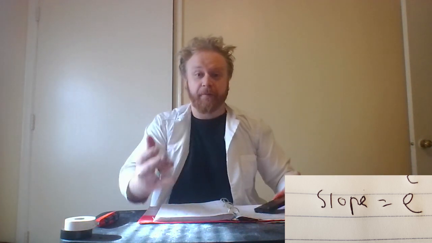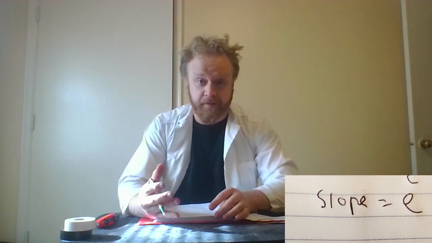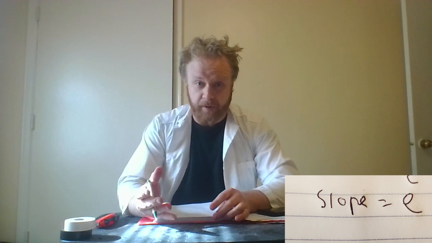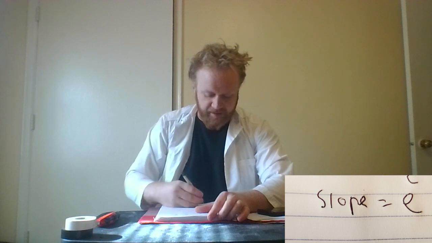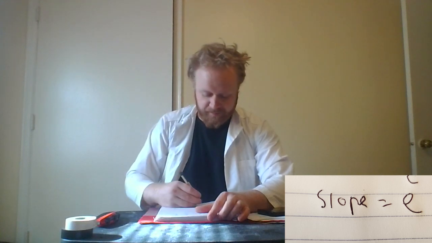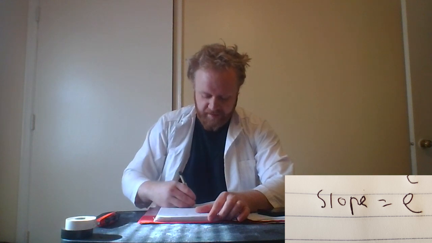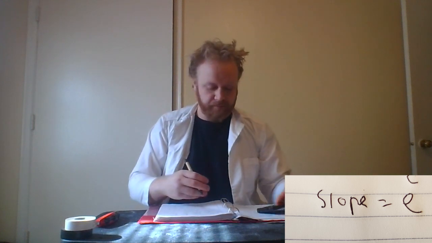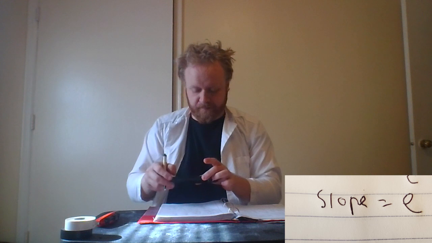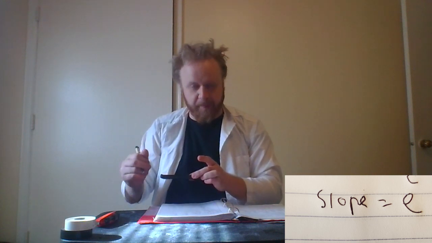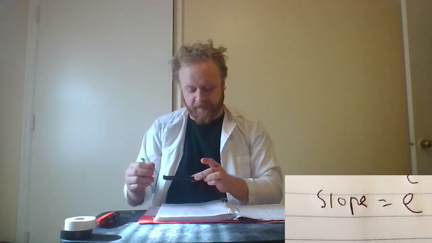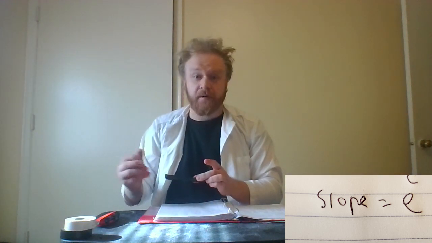Now, whenever we run an unknown concentration through our spectrometer, we can look at A equals path length, concentration, e. The spectrometer gives us A, path length is 1, we know e, we can determine c.